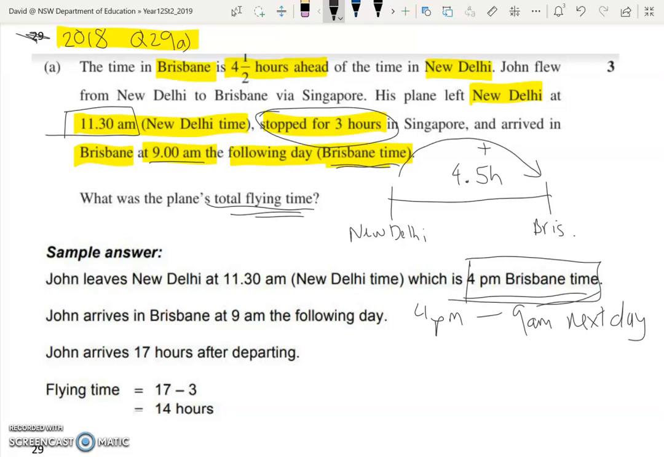So 4 p.m., let's go from 4 in the afternoon to midnight. That would be 4 to 12, that would be 8 hours. And then from midnight to 9 a.m. is 9 hours. So that's 17 hours. So he arrives 17 hours after departing, and he stopped for 3 hours. So we need to minus those 3 hours that he stopped because he's not flying during that time. So it's going to be the 17 minus the 3, 14 hours.